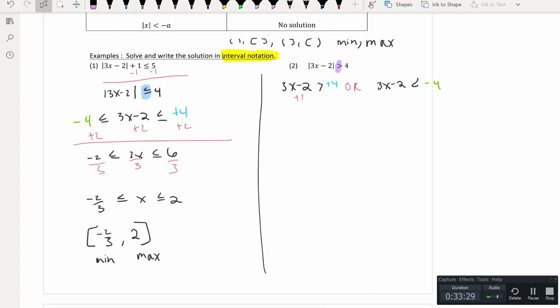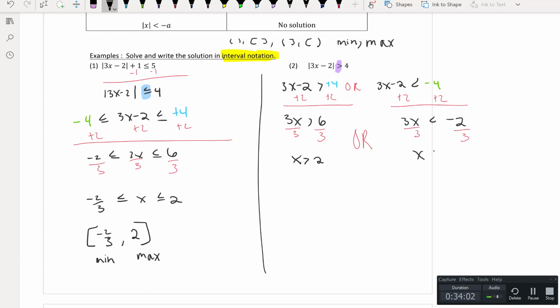So I'm going to add 2 to both sides, so that 3x is greater than 6. Now I'm going to divide by 3 on both sides, so that x is greater than 2. And don't forget, I still have the word or, and I'm going to have to add 2 for my part B inequality, so that 3x is less than -2. Divide by 3, divide by 3. I'm going to have x is less than -2/3.